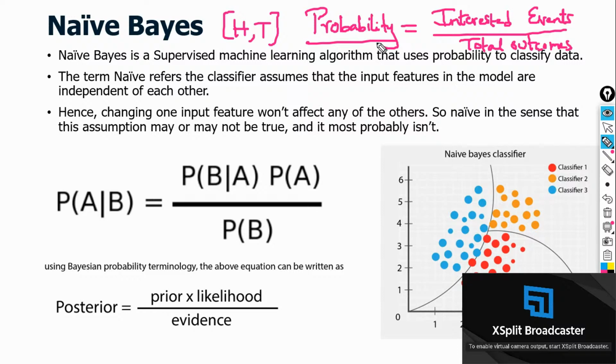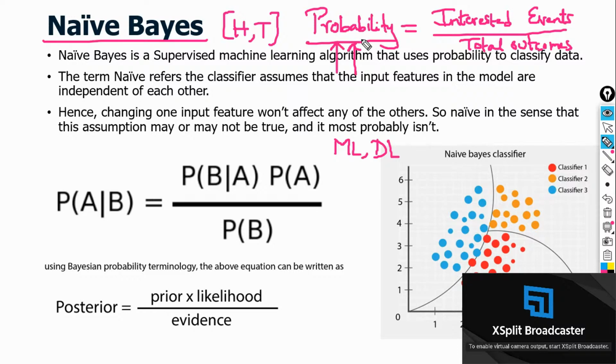Moreover, this is not a new topic that we are learning now. From 9th, 10th, even if you have opted for MPC, mathematics as a subject in your 11th, 12th standard, you'll have probability as one of the topics. So probability is very important, especially if you want to learn machine learning and deep learning algorithms. The main reason is that the majority of algorithms use probability concepts, and one of the algorithms that uses probability concepts is Bayes.